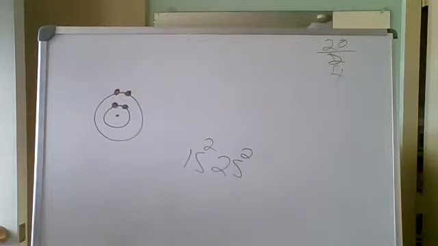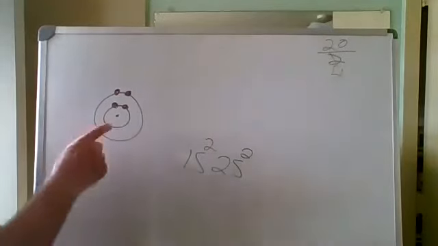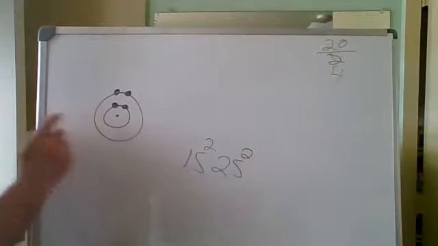Okay, what's the next element after beryllium? Well, I got to jump over into P block, to boron. Boron is still in period 2, so I don't need a new ring.